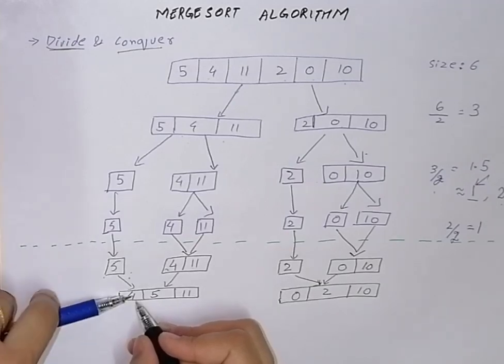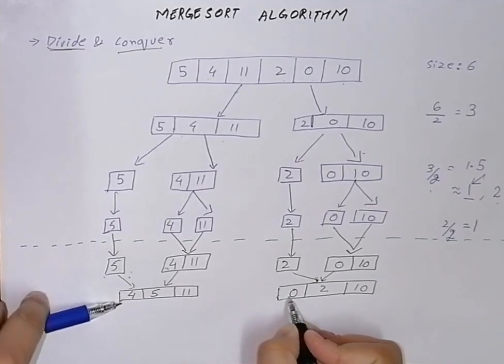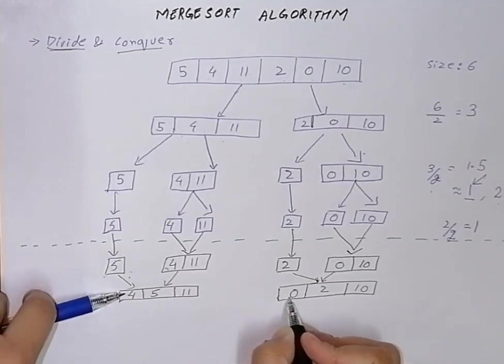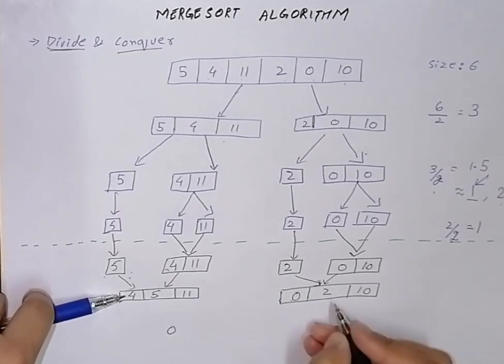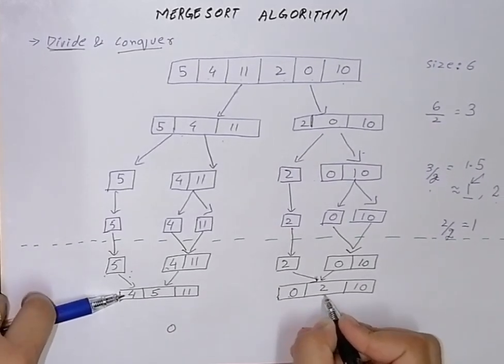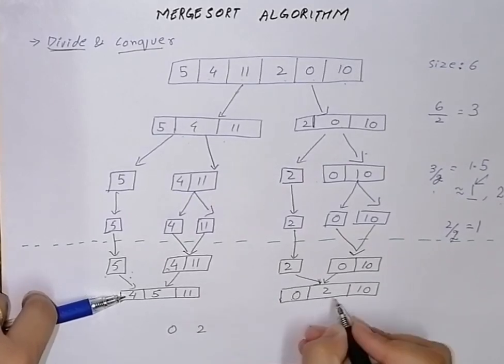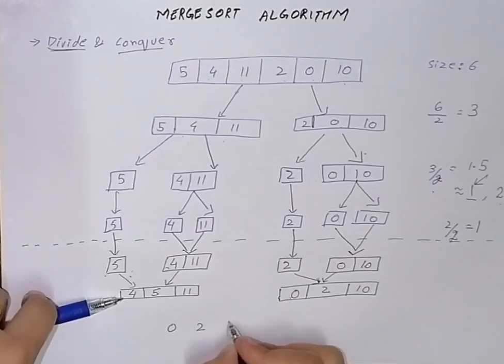We will compare the first element with the first element of this array. So 4 or 0, which one is smaller? 0. Okay, now we will compare 4 with 2. 2 is the smaller value. 4 will be compared with 10. 4 is the smaller value.